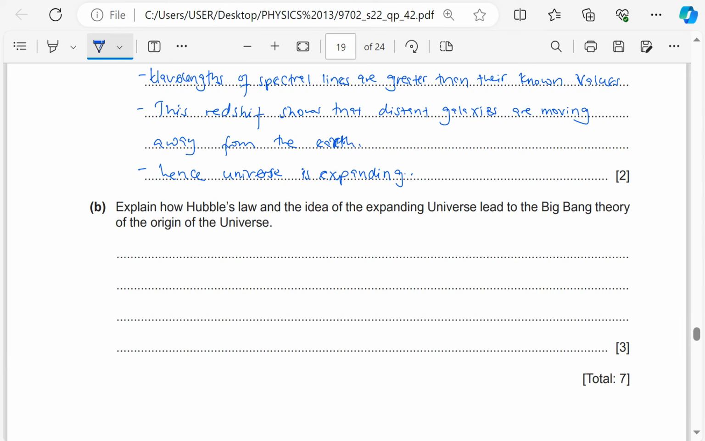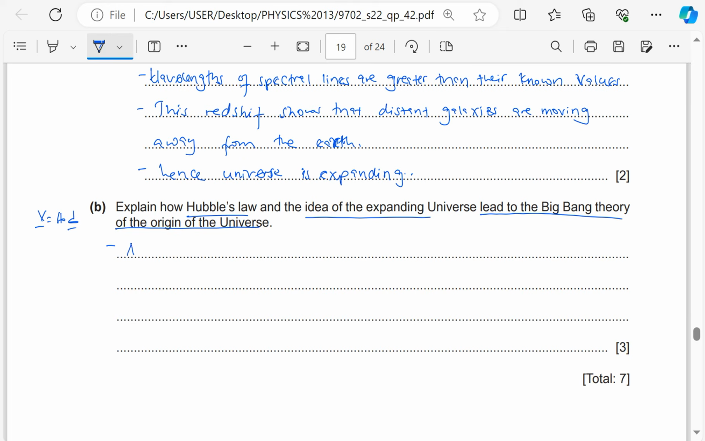Then explain how Hubble's law and the idea of the expanding universe lead to the Big Bang theory of the origin of the universe. Hubble's law, remember, V is equal to H naught times d, the recessional speed is directly proportional to the distance. And number two, the idea of the expanding universe. The redshift shows that the galaxies are moving away from each other. So the more redshifted, the faster they should be moving away from each other. If they are farther away, they are moving faster and are more redshifted, then it means they must have started from the same singular point. That is actually the idea of the Big Bang.